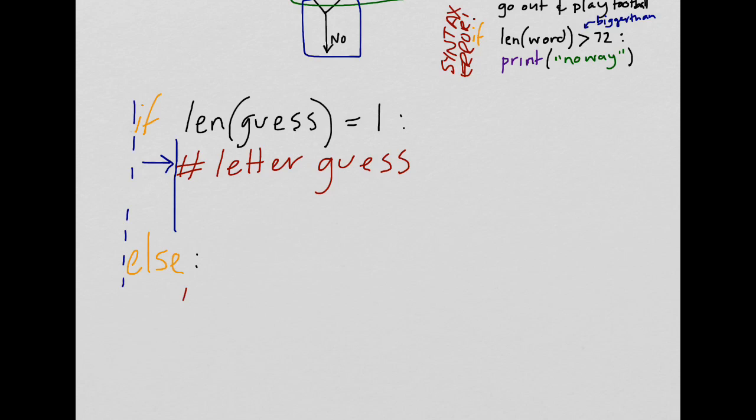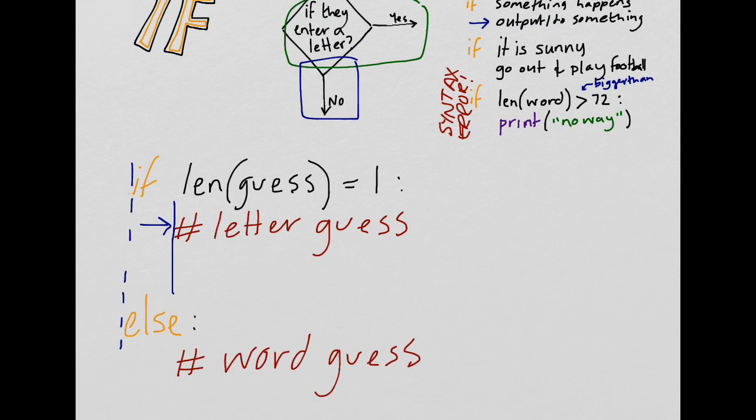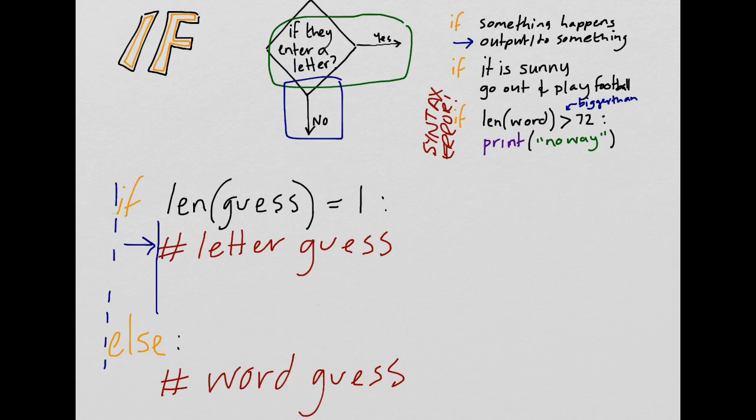So I can now enter code here to say that they've put a word guess in. Try it out in your code. You're looking for using an if statement to see whether or not they've entered a guess of a single character or the guess of the word.